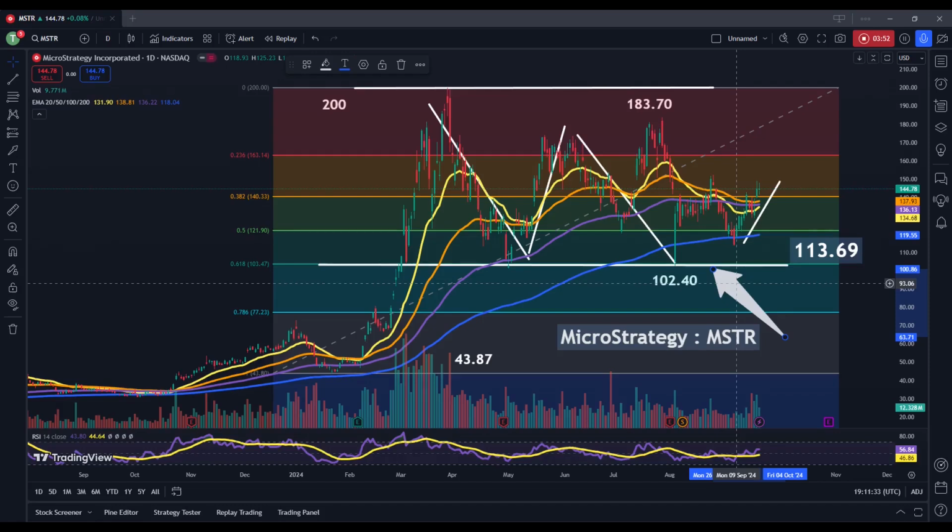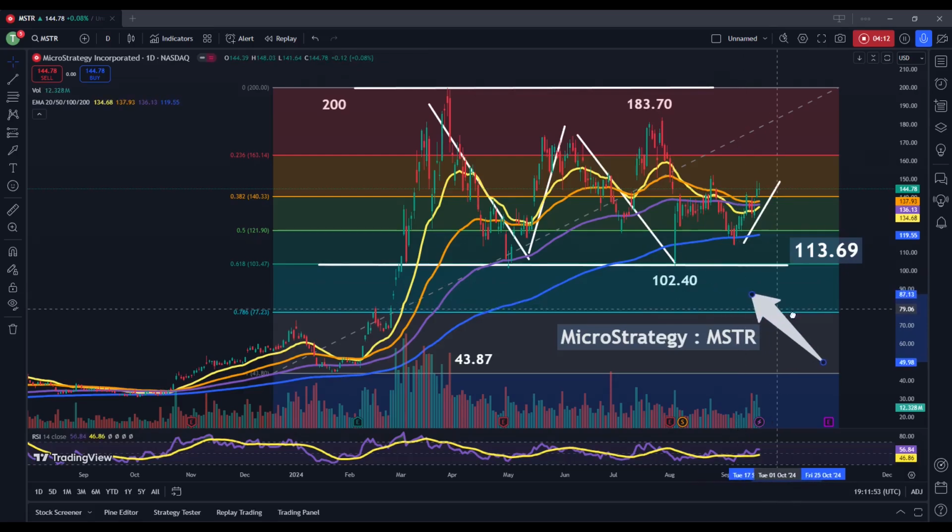So as things stand, this is really the main level to watch now to the downside. If we do see a break of 103.50, 102.50, right around there, that would probably suggest that share prices are likely headed much lower. The next level of support that I would be watching to the downside during that type of event would be 77.30, which is the 78.6% fib retracement of this entire trending move here.